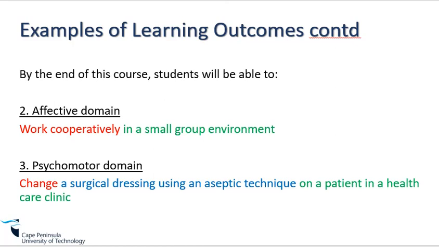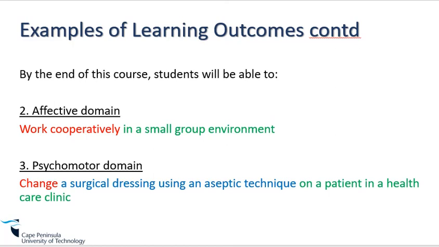The psychomotor domain, these skills: change a surgical dressing using an aseptic technique on a patient in a healthcare clinic. Very clear. Change. The nurse would need to change. What would she need to change? The surgical dressing using an aseptic technique. Just one aseptic technique, okay? And then presumably would need to explain that, and that will come out in the assessment criteria. And where on a patient in a healthcare clinic. All right, so this is at a healthcare clinic, primary healthcare. Very, very clearly circumscribed type of learning outcome.